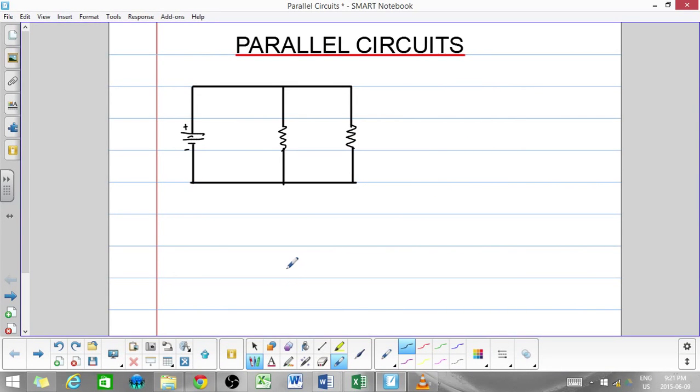In this video, we're going to talk about parallel circuits. This is an example of what a simple parallel circuit looks like. You've got a source with two or more loads. It's different from a series circuit.